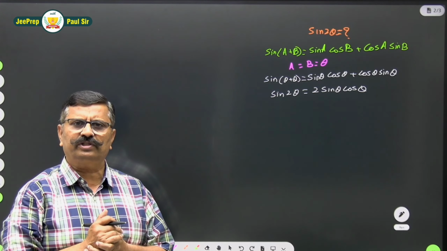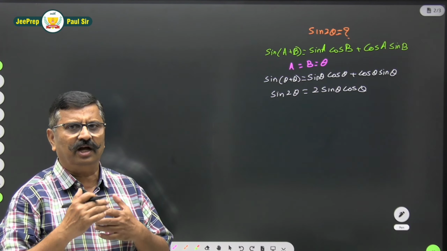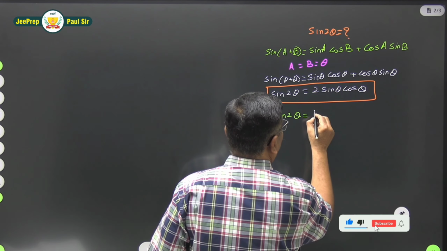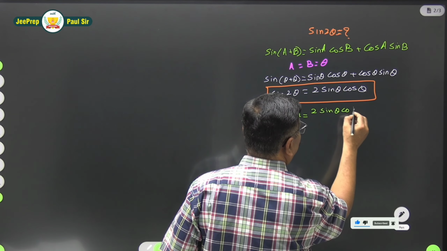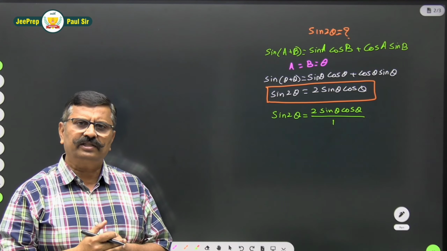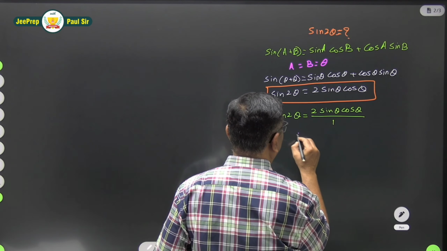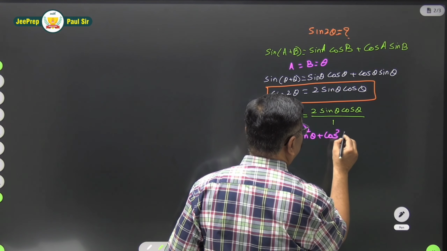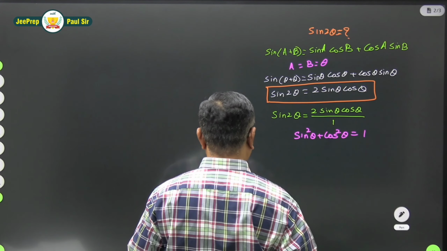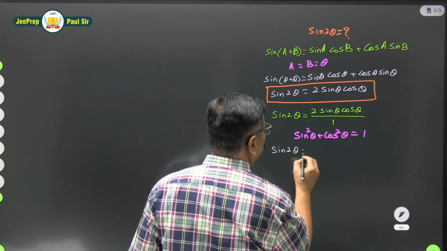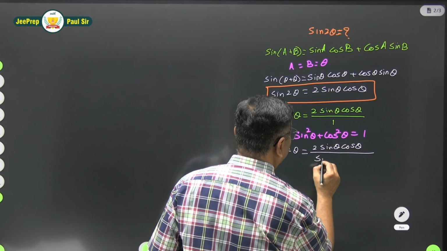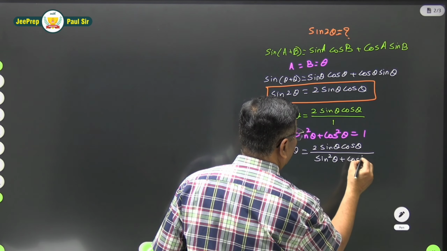Now let us derive one more formula for sine 2 theta, and this will be in terms of tan theta. Let's see how. Now we have got the formula for sine 2 theta as 2 sine theta cos theta. So I will write it as 2 sine theta cos theta divided by 1. And we know the trigonometric identity, sine square theta plus cos square theta is equal to 1. Now for this 1, we will write sine square theta plus cos square theta. Hence, sine 2 theta is equal to 2 sine theta cos theta divided by sine square theta plus cos square theta.